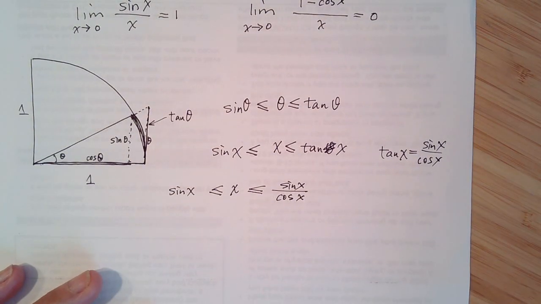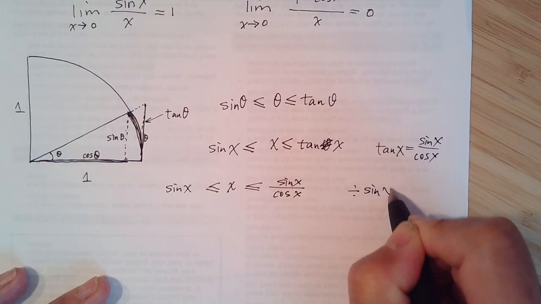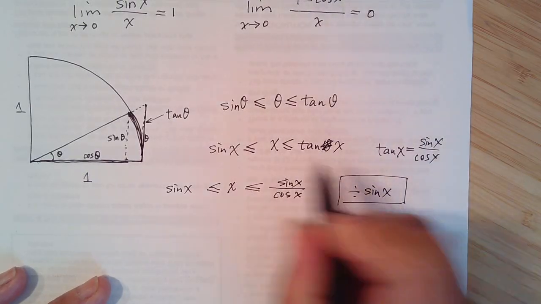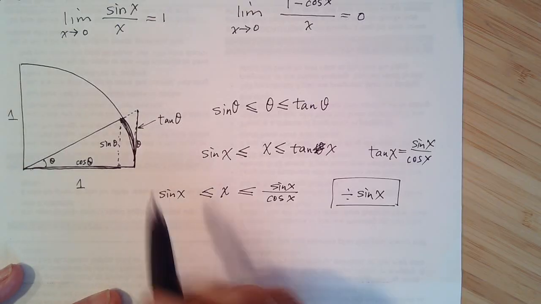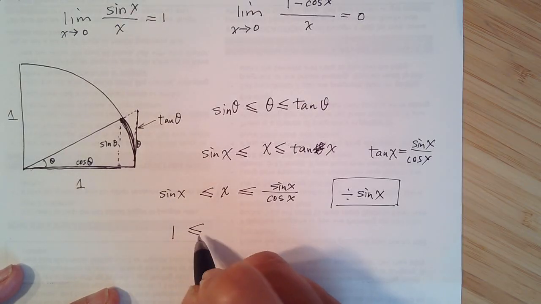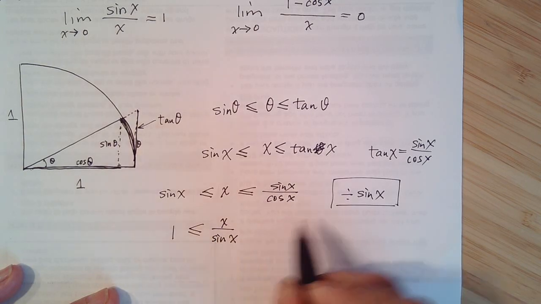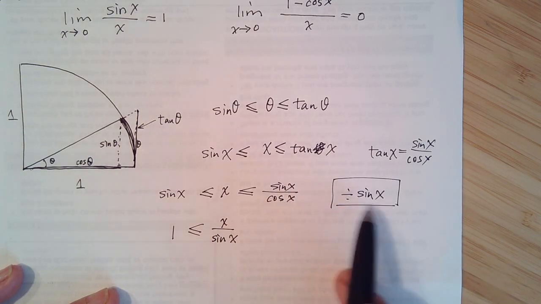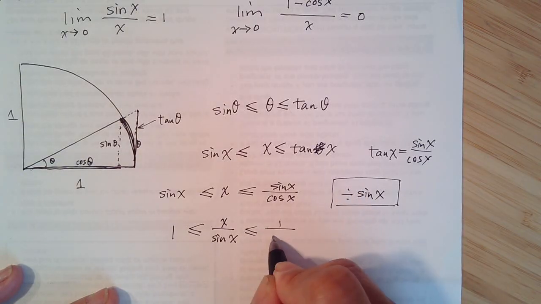All right, now let's do this. I divide by sine x everywhere. See what I'm doing? I'm trying to prove this theorem. So I divide by sine x everywhere. Then I get sine x over sine x, which is 1, less than or equal to x over sine x, less than or equal to sine x over cosine x divided by sine x. So I get 1 over cosine x.